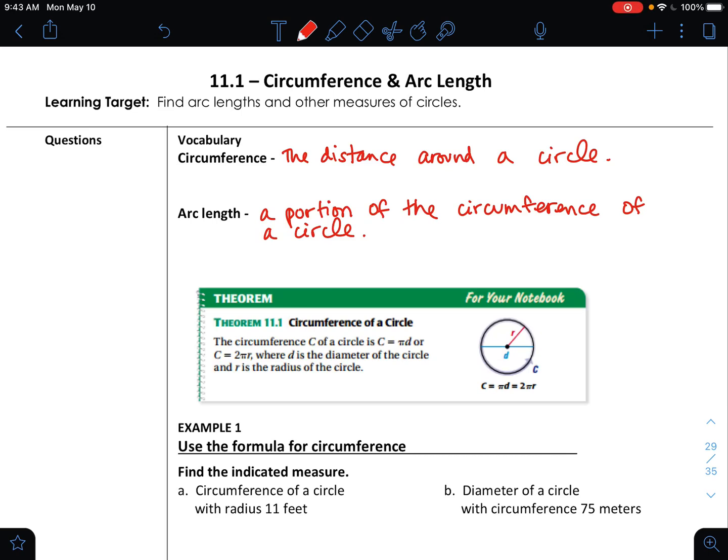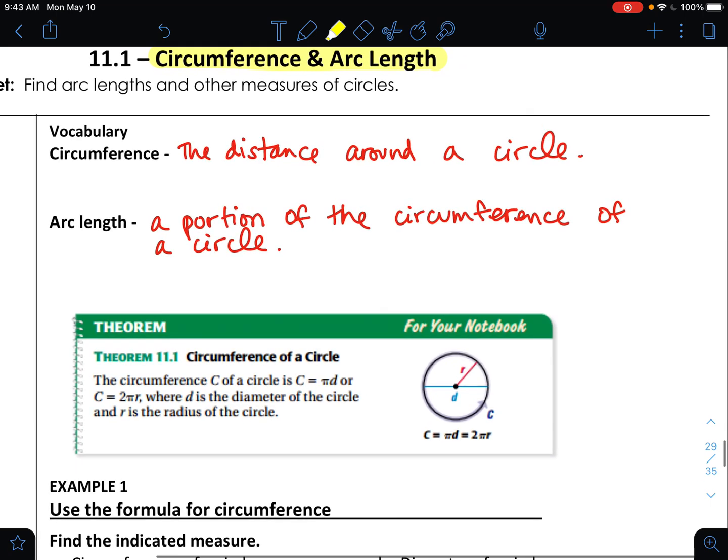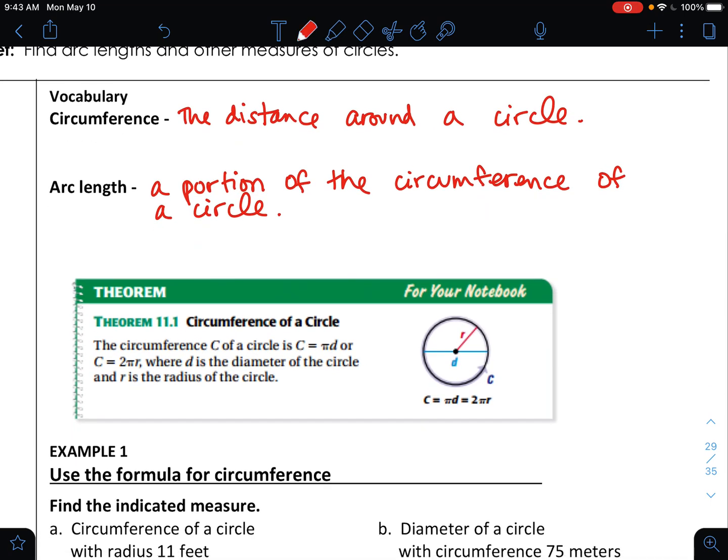Today we're going to move on to another section. This section is 11.1. It is called circumference and arc length. So we are going to be looking at the relationship between the circumference of a circle and a portion of the circumference. So I would like you to write down these two definitions here.